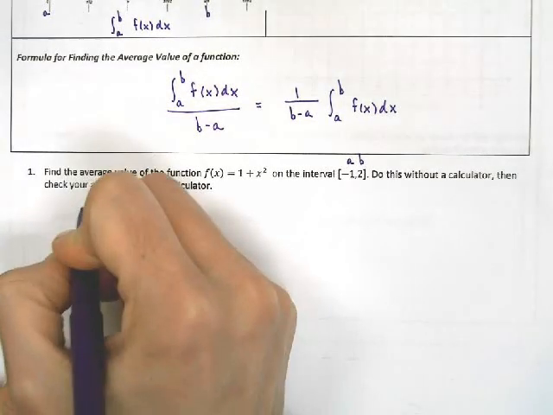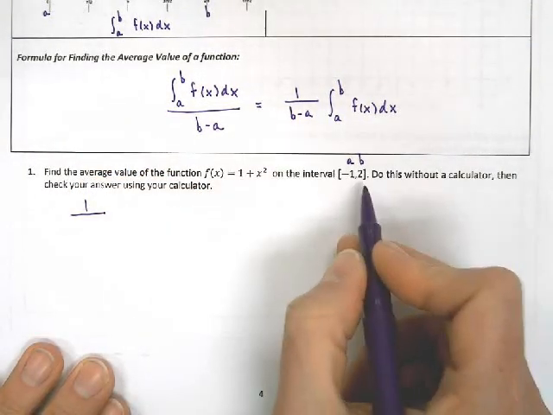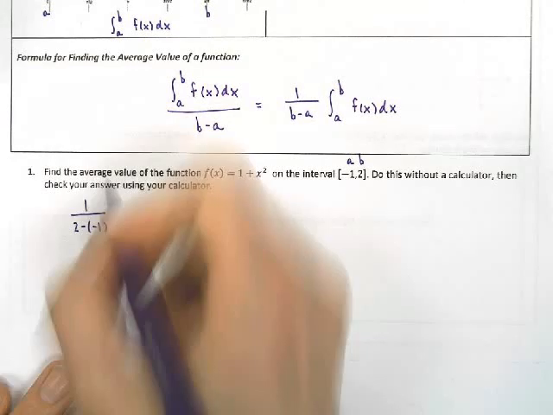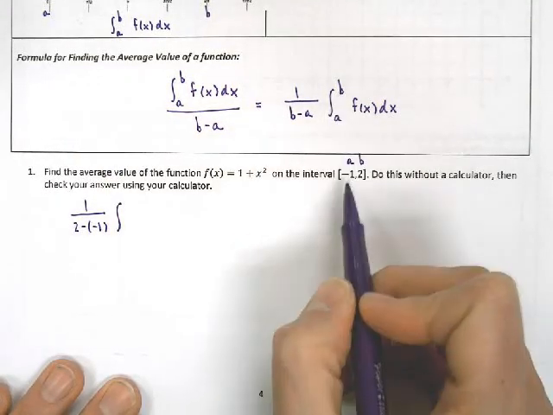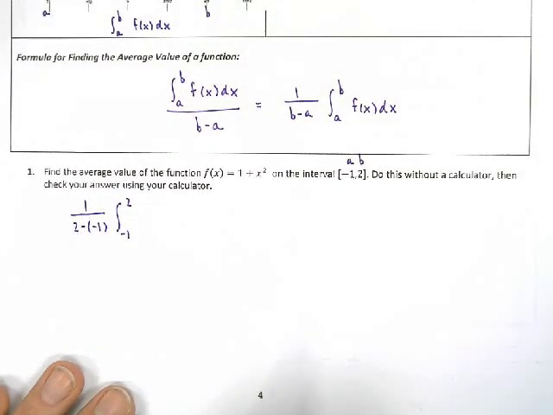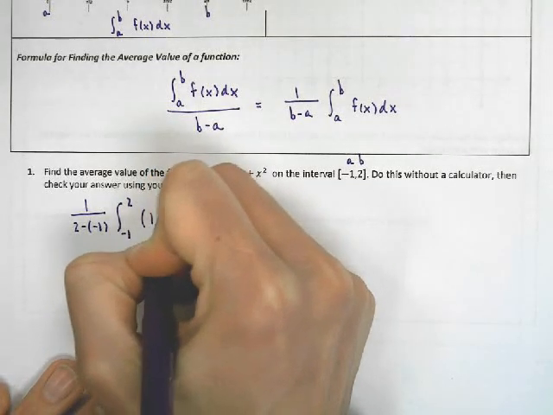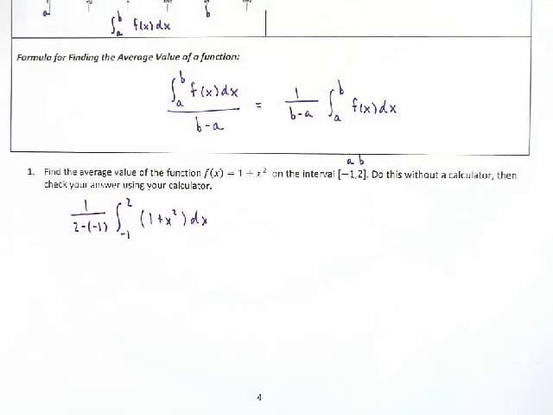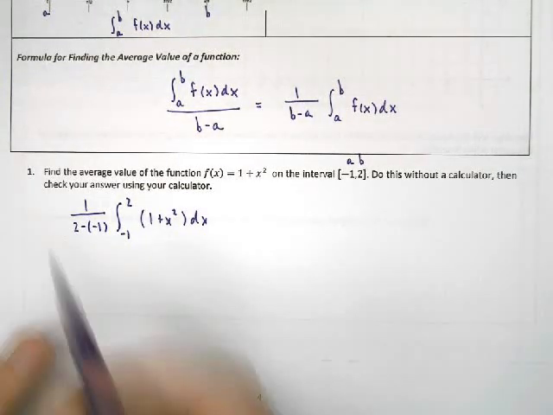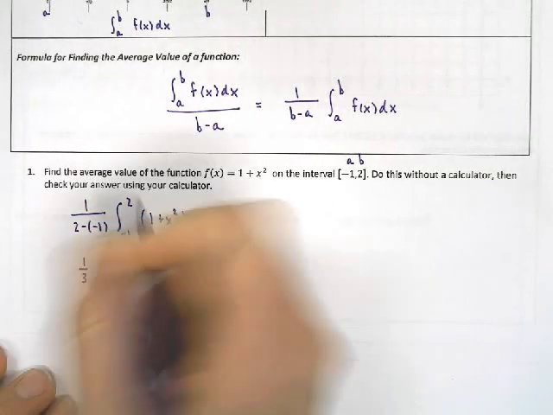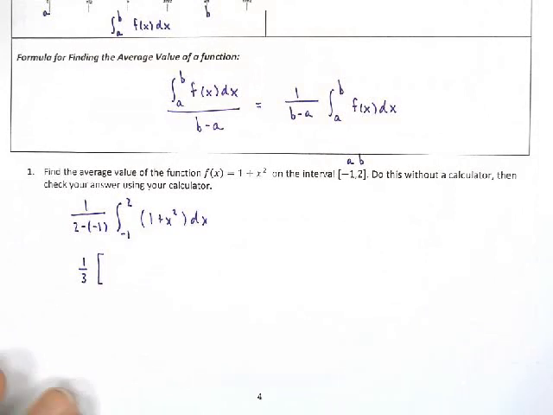Using the formula, I know I have 1 over b minus a. In this case, I have 2 minus -1. I'm going to take the integral again from a to b, so my bounds are from -1 to 2, and I'm going to integrate that function, which is 1 plus x squared dx. If I evaluate that, that will give me the average value of the function. First, I'm going to simplify. 2 minus -1 is just going to give me 3, so I have 1/3. I'm going to keep that out to the side.